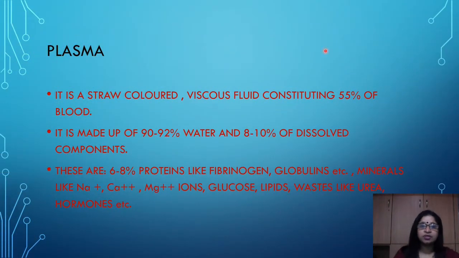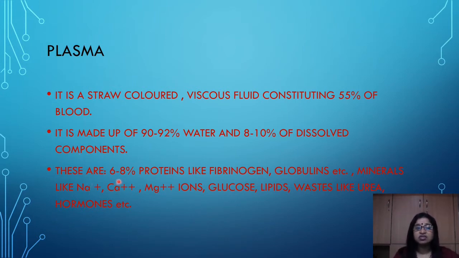So let us talk about the plasma, which is the fluid matrix of the blood. It is a straw-colored viscous fluid which constitutes about 55% of the blood. That means 55% of the blood is made up of plasma, whereas 45% is made up of the formed elements or your cellular components. Plasma by itself is made up of 90 to 92% water and 8 to 10% of dissolved components. Now, what are the dissolved substances that are flowing in the plasma?